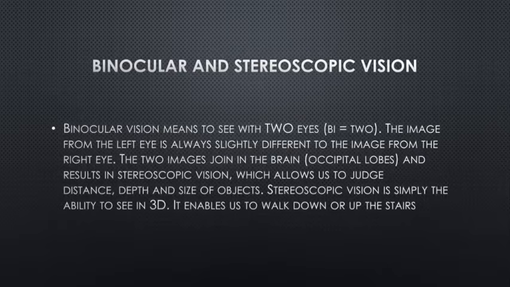And then as a result, it leads to what we call stereoscopic vision, which allows you to judge the distance, the depth, and the size of an object. So stereoscopic vision is simply the ability to see in 3D, basically. It enables you to walk down or up the stairs. Why? Because you are able to judge the distance, the depth and the size of the stairs.